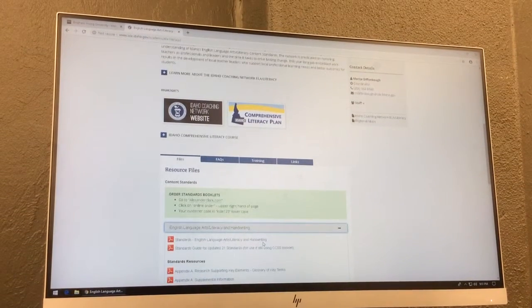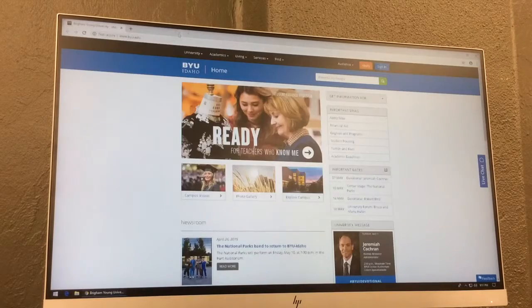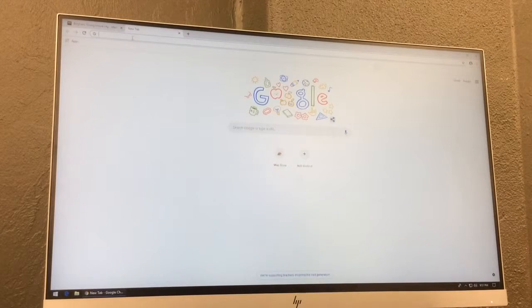I'm Esther Ward, and I'm in Ed 361, and I'm going to talk about the Idaho Curricular Standards. I already navigated to it, so I'm going to practice navigating to it again.